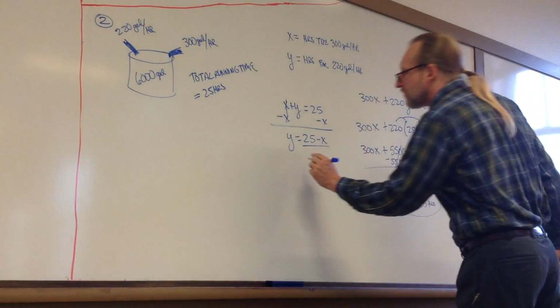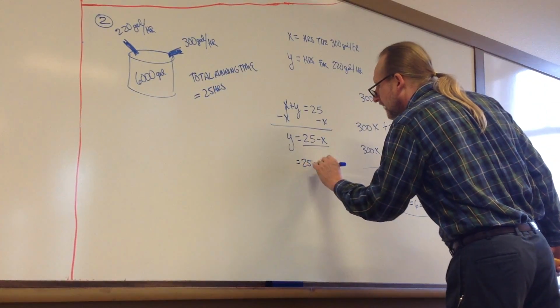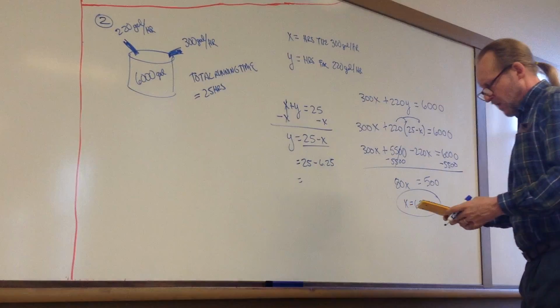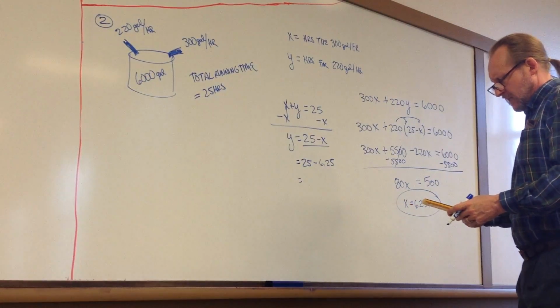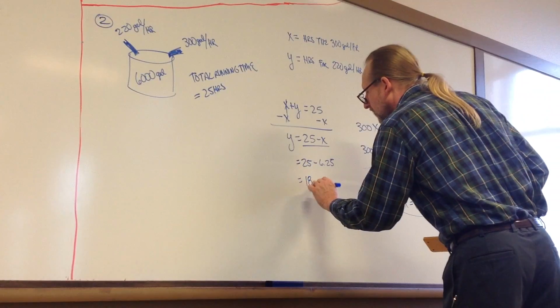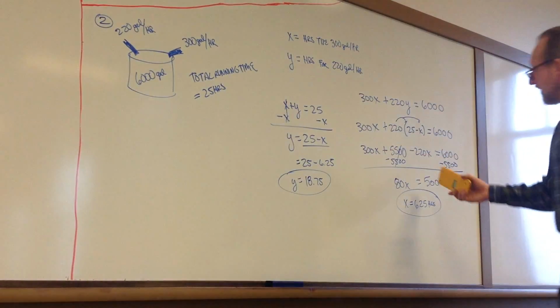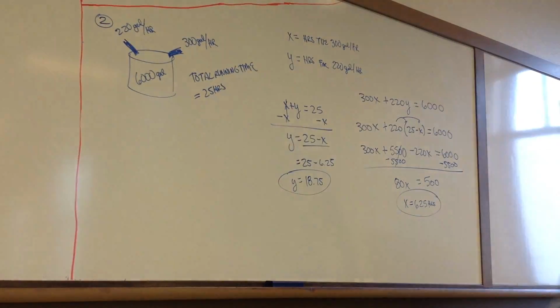Then we want to go over here and find out, if x is 6.25, then what's y? And that, I believe, is 18.75 equals y. So there's our answers. The x one, the 300 gallons per hour, has to run for 6 1/4 hours.